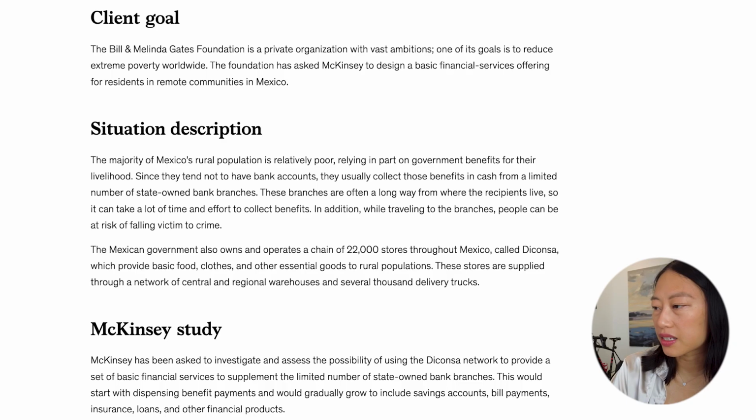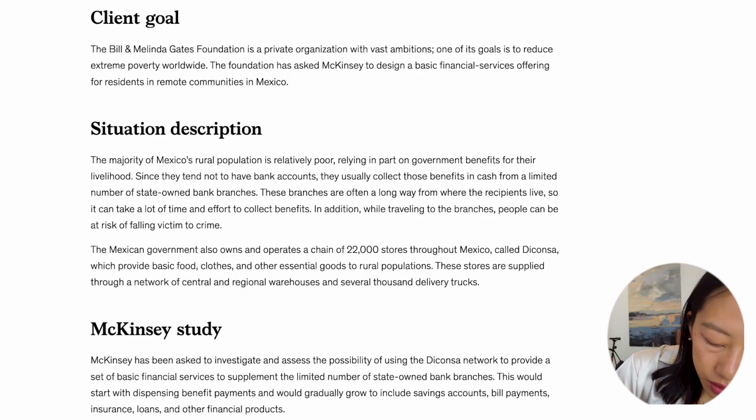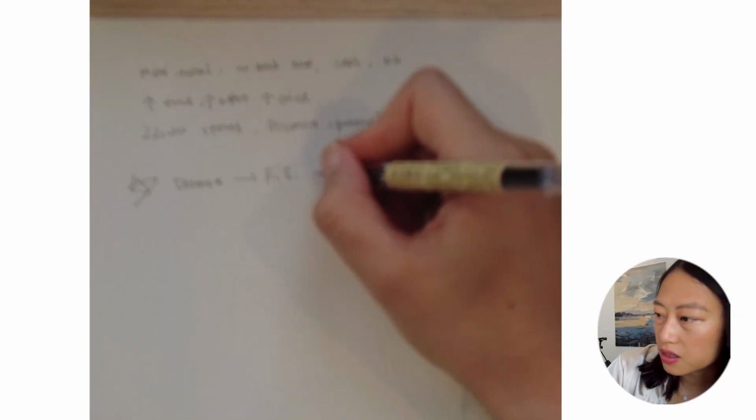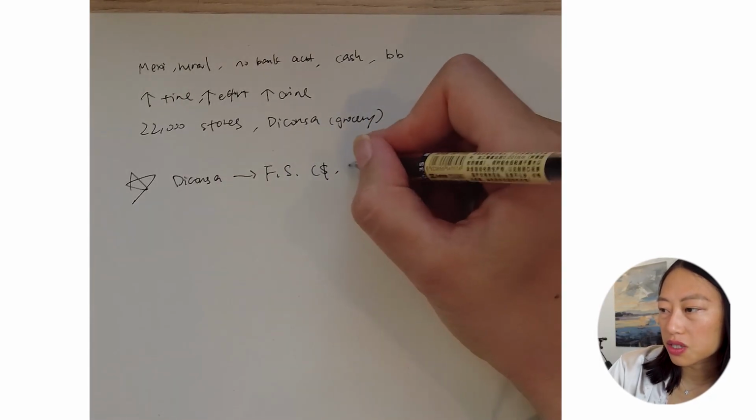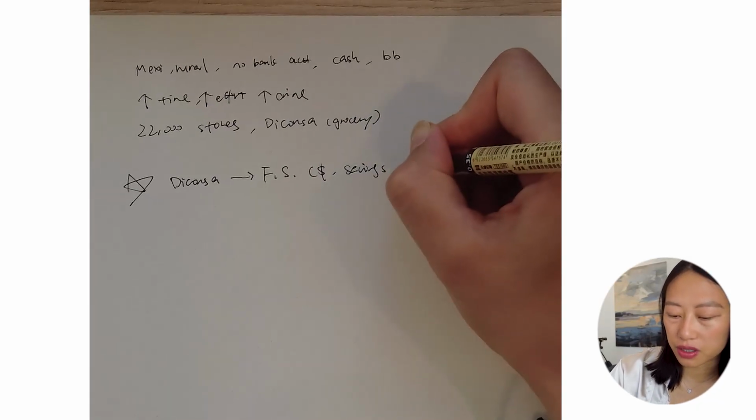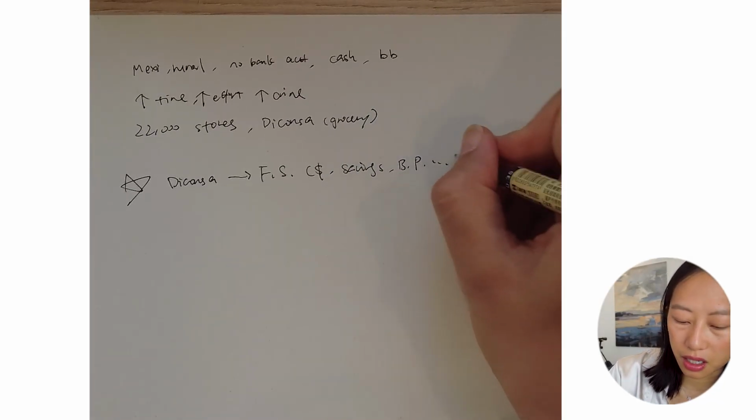McKinsey is hired to investigate and assess the possibility of using the Diconsa network to provide a set of basic financial services to supplement the limited number of state-owned bank branches. This would start with dispensing benefit payments and would gradually grow to include savings accounts, bill payments, insurance, loans, and other financial products. All right, so the key objective is whether it's possible to use the existing Diconsa network to provide financial services to rural Mexican communities.